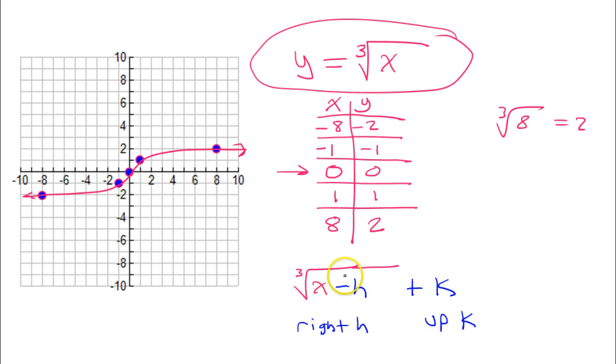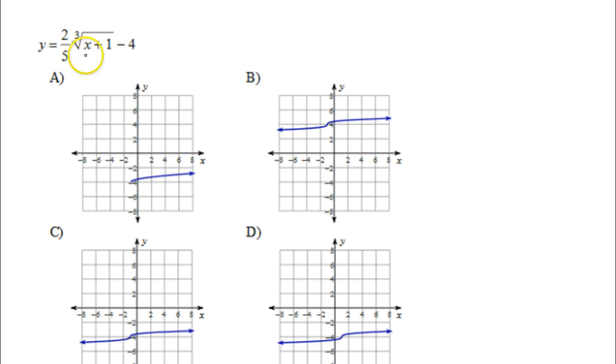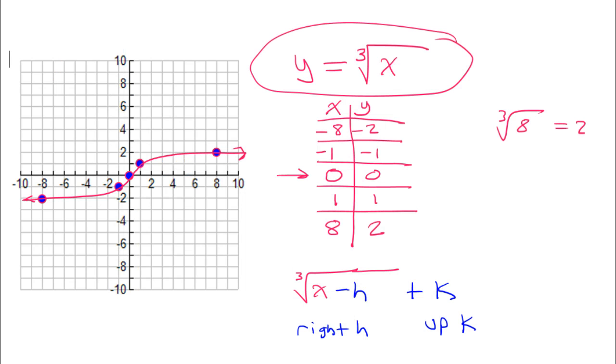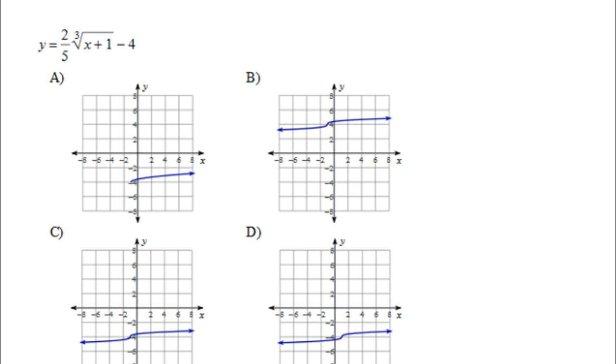So that should be enough information for us to take a look at the graphs on a multiple choice situation and narrow it down. So when I look at this equation, I'm looking at the plus 1 and the minus 4. Now, as I compare it to the parent function, remember that a number being added or subtracted under the radical, that's either going to be right or left. It'll be to the right if it's minus, and left if it's plus. So what I have happening here is a plus 1. So that's actually left 1.